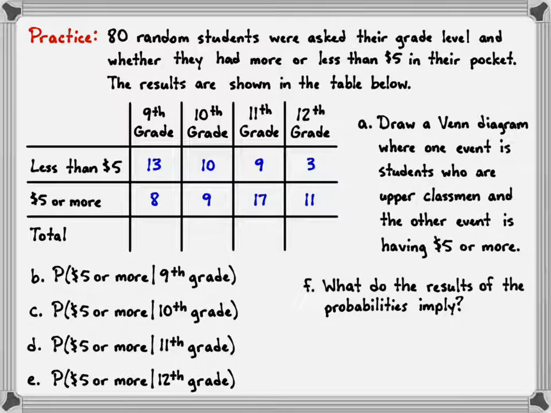Before we get into the Venn diagram, we've got to fill out this table, so we're going to go ahead and add all those up. And so we end up with 21 freshmen, 19 sophomores, 26 juniors, and 14 seniors. Then we can add those totals up to get the grand total of students that were asked, and that should add up to 80 because it says 80 students were randomly selected.